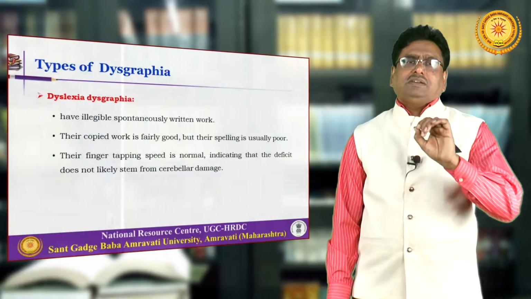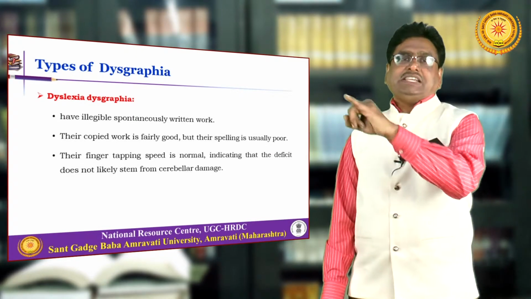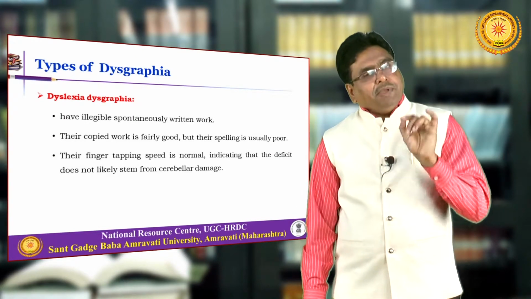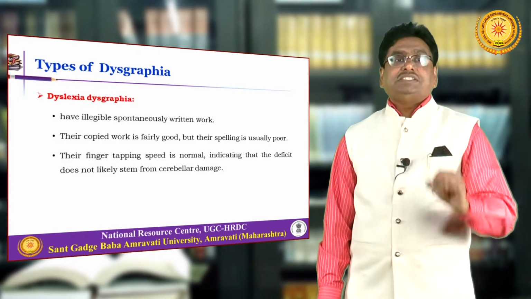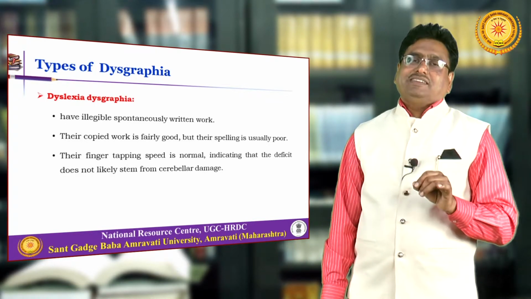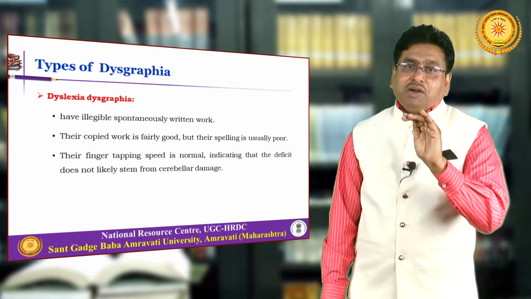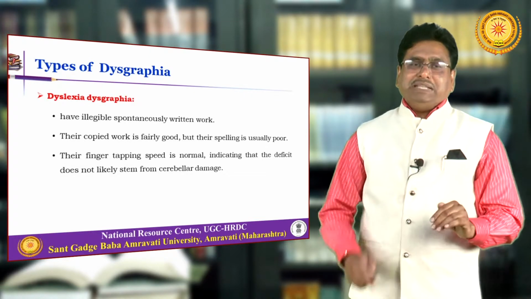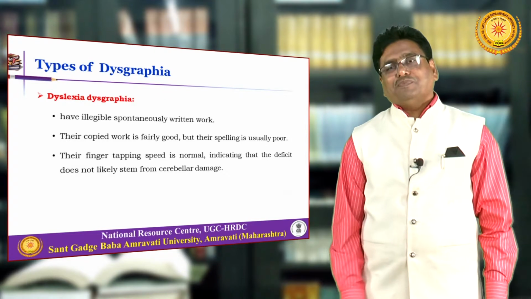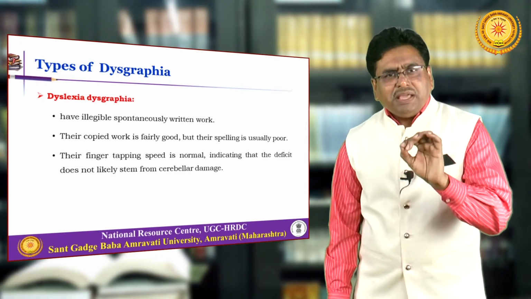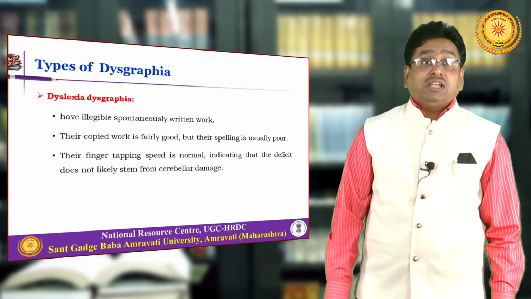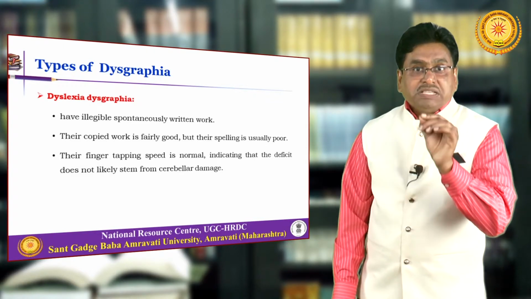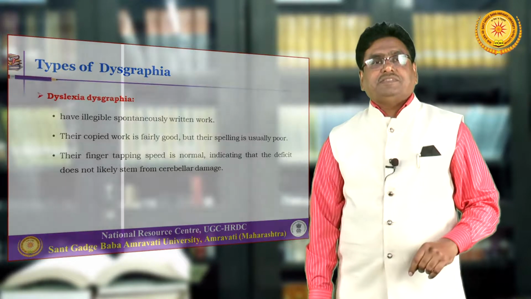The first type of dysgraphia is dyslexic dysgraphia. People with dyslexic dysgraphia have illegible spontaneously written work. Their copied work is fairly good, but their spelling is usually poor. Their finger tapping speed is normal, indicating that the deficit does not likely stem from cerebral damage.